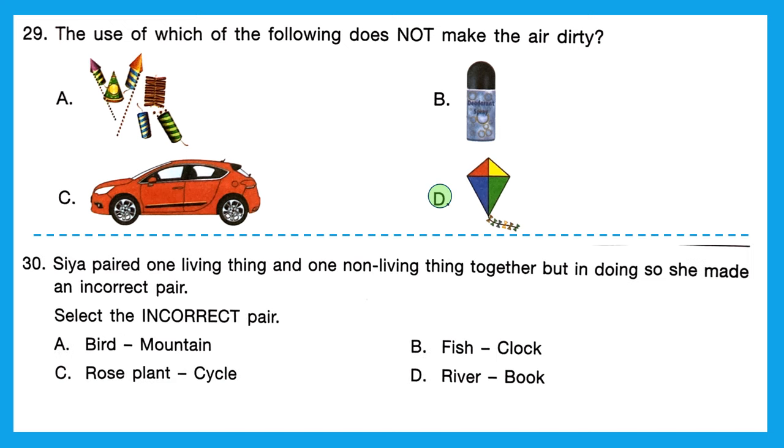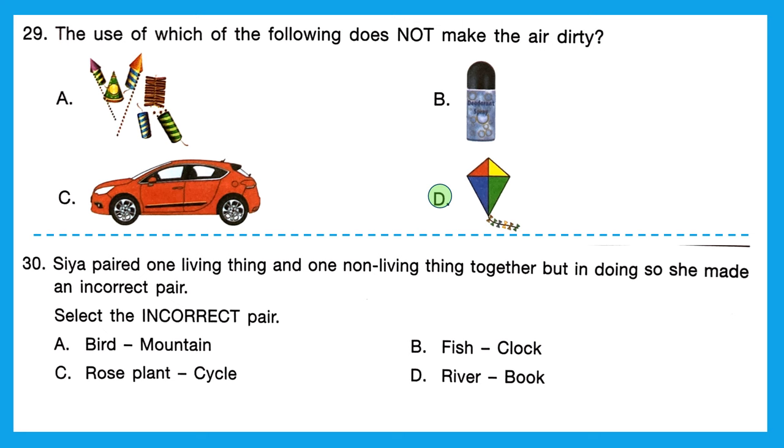Question 30. Sia paired one living thing and one non-living thing together. But in doing so, she made an incorrect pair and we need to find it. Select the incorrect pair. So we have to find a pair which is not a living and non-living thing pair. Okay, let's first understand what is living and non-living.